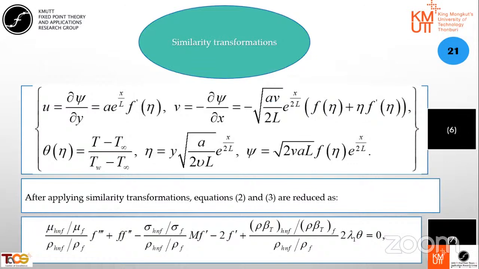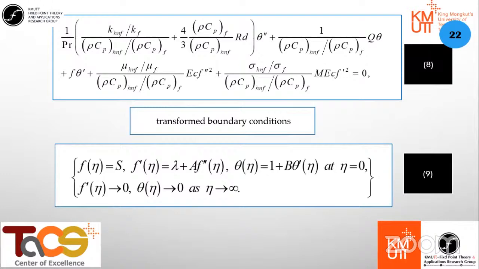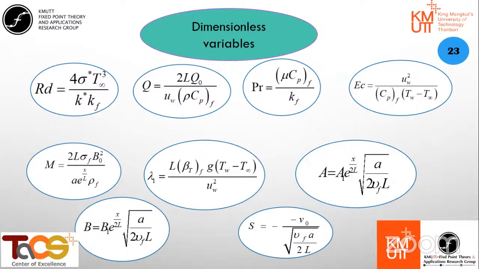Now we will use the similarity transformations defined in equation number six. By using these similarity transformations, equation number two, momentum, and equation number three, temperature, are changed into dimensionless form in equations number seven and eight. Similarly, the boundary conditions also change into ordinary differential form. After this, we have some non-dimensional variables, where RD is the radiation parameter, Q is the heat generation parameter, PR is the Prandtl number, EC is the Eckert number, M is the magnetic field, and lambda one is the mixed convection parameter. A, B are the slip constants, where S is the suction parameter.